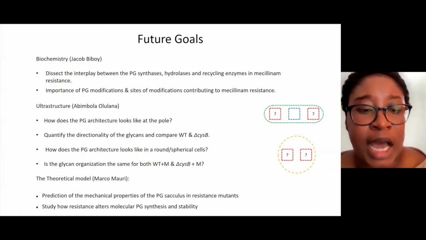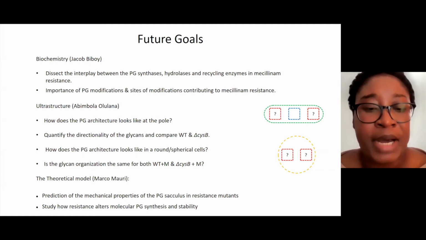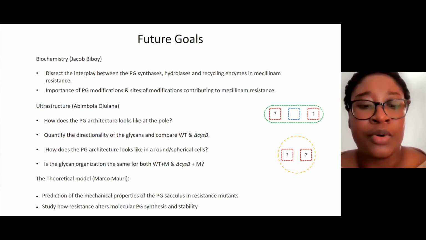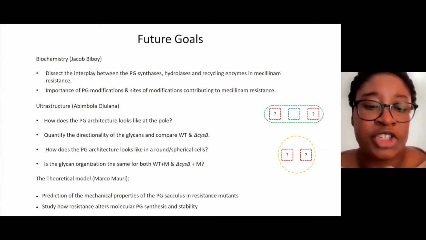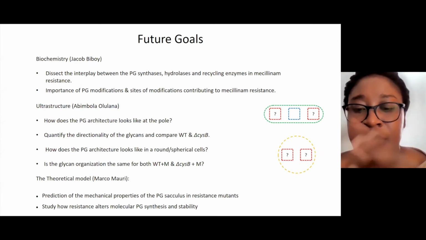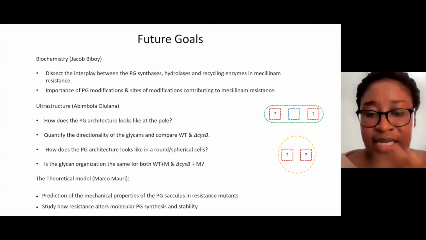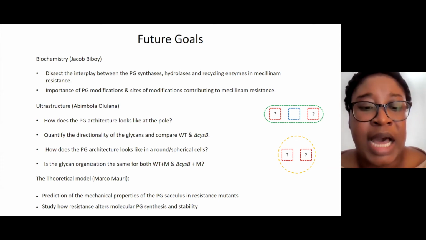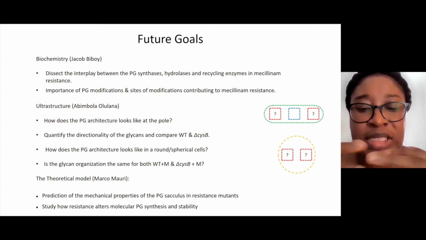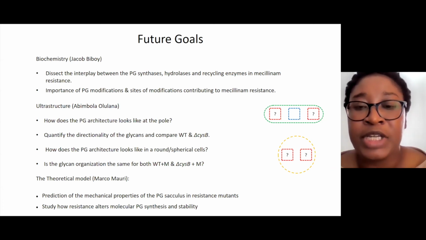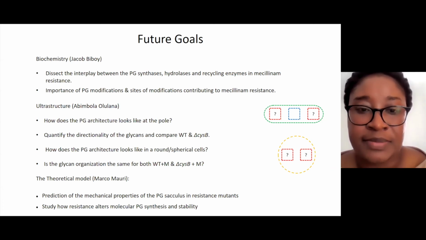And from the theoretical part of the work, which is done by Marco, he's now working on how to do a kind of prediction of the mechanical properties of the PG sacculus and also extend this to the resistance strain, and at the same time trying to work on how resistance actually alters PG synthesis and also the stability of the sacculus.